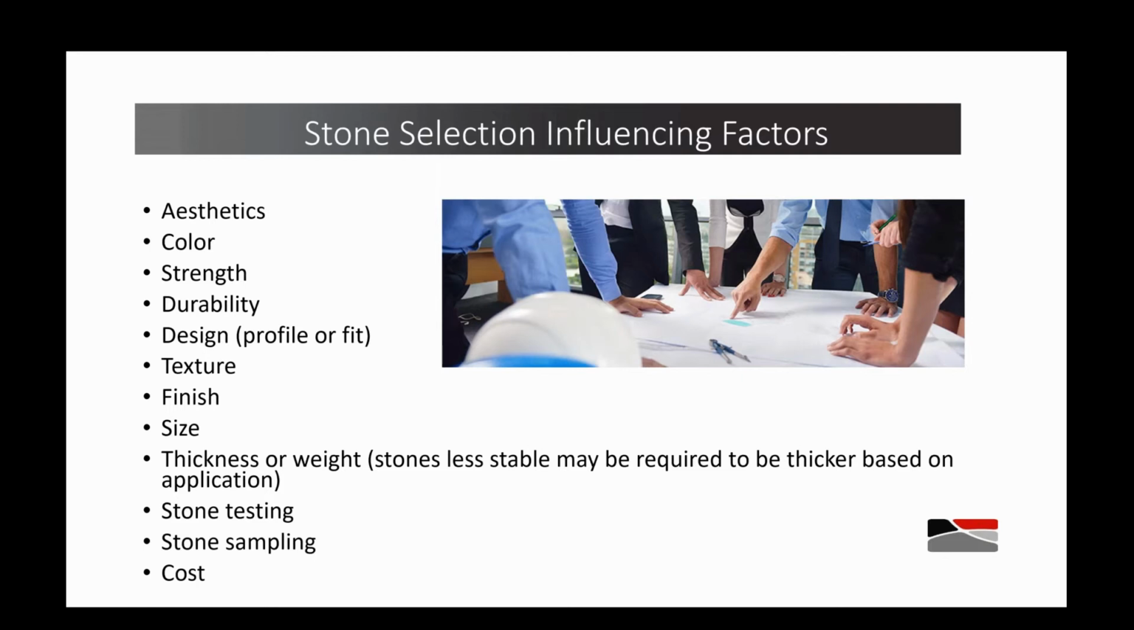So now we'll look at some of the influencing factors when you're selecting stone. Obviously, with stone, as with many other masonry products, aesthetics is a key driving factor. You want something that has the right texture to it, the right color, and the right overall appearance. However, there are times when that's not necessarily going to be the biggest factor. In some applications, strength and durability of the stone may trump the aesthetics.